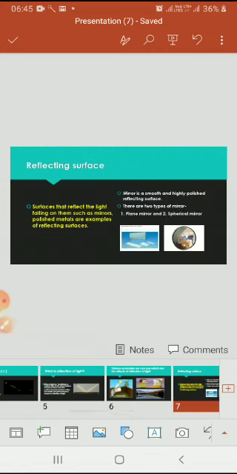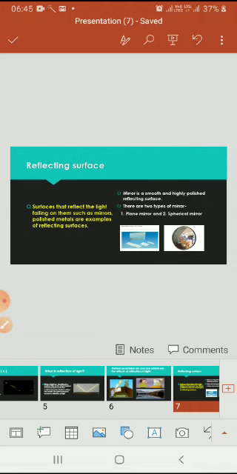Now, what is a reflecting surface? The surfaces that reflect the light falling on them are known as reflecting surfaces. It can be mirrors, any polished surface, polished metals, polished utensils, etc. A mirror is a mostly smooth and highly polished reflecting surface which can form a clear image.